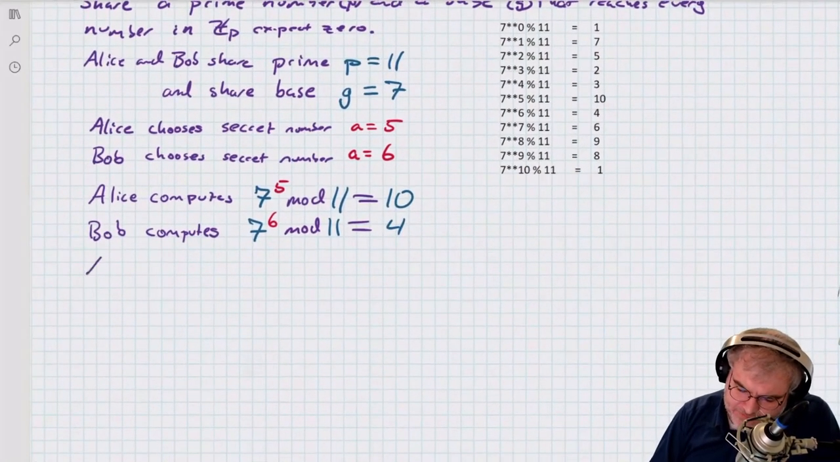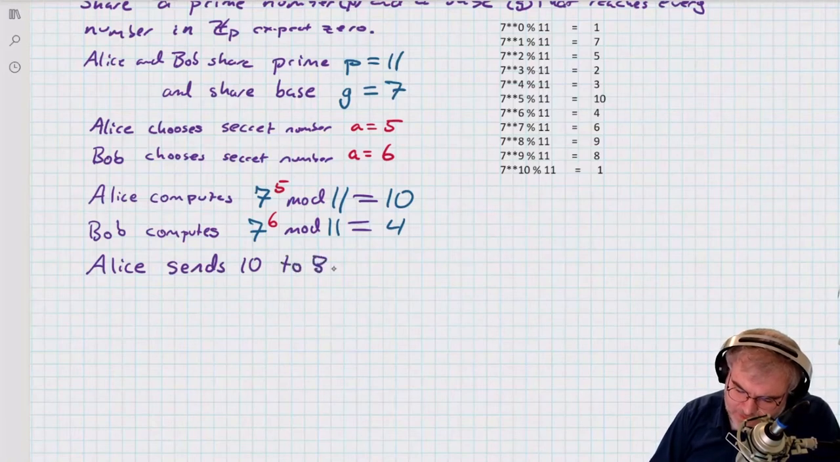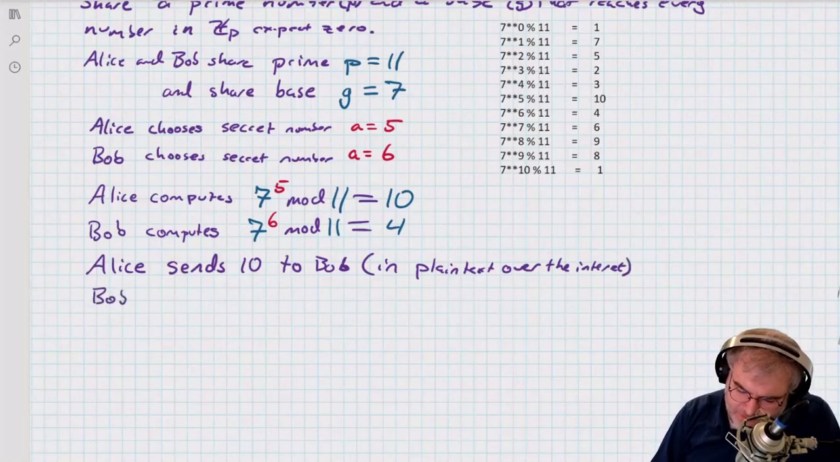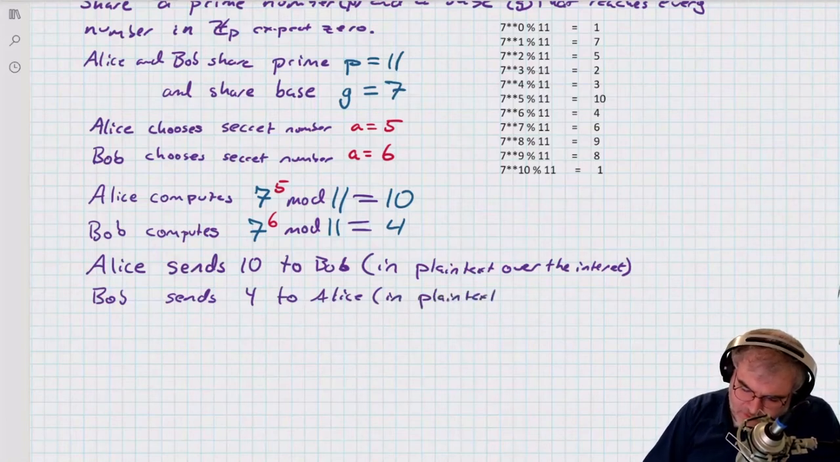So Alice sends 10 to Bob in plain text over the internet. Bob sends 4 to Alice in plain text over the internet.